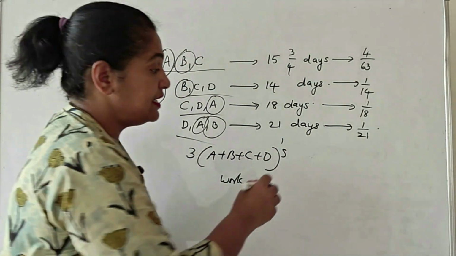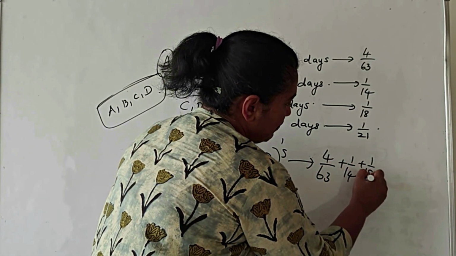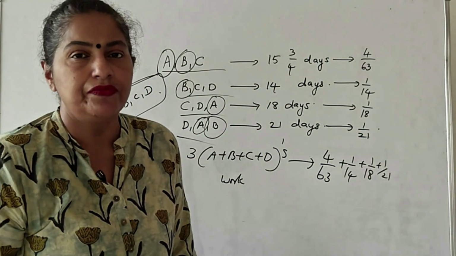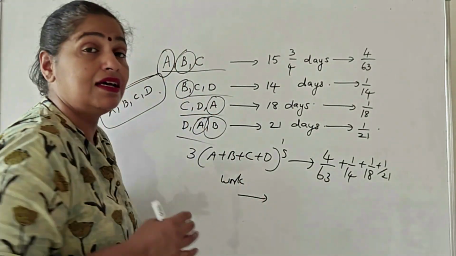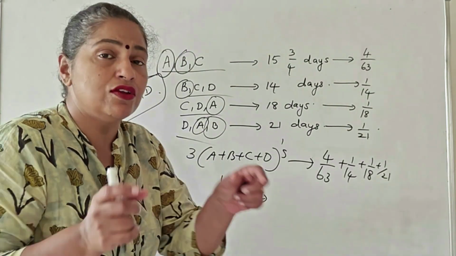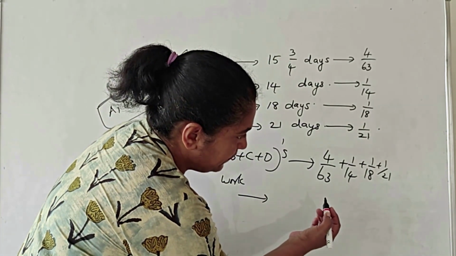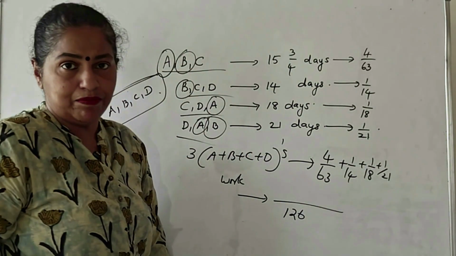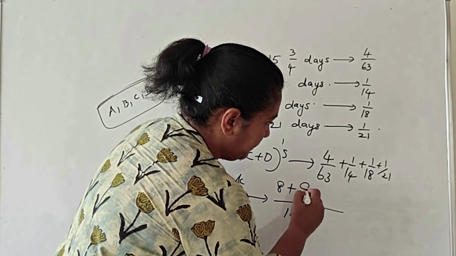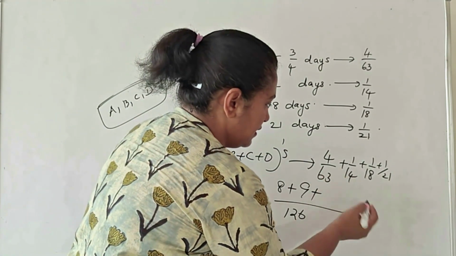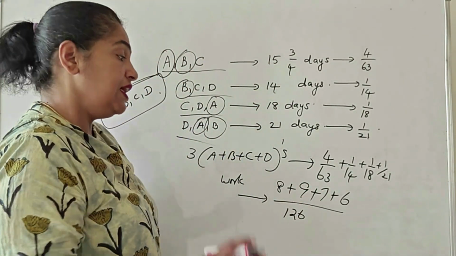3 times their work in a single day is given by 4 by 63 plus 1 by 14 plus 1 by 18 plus 1 by 21. Okay, slightly complicated fractions, but not to worry. So when we are taking the LCM of these denominators in order to add them and make it into a single fraction, what are we getting? We will get 126 as the LCM. Correct? So here I will be getting 8 and here I will be getting 9. Here I will be getting 6 and here I will be getting 7. Correct. Let me add them together.